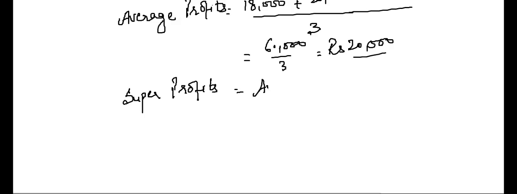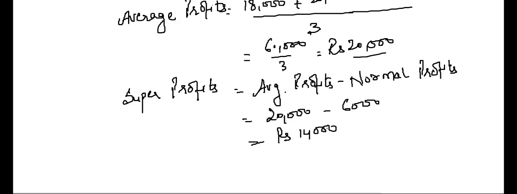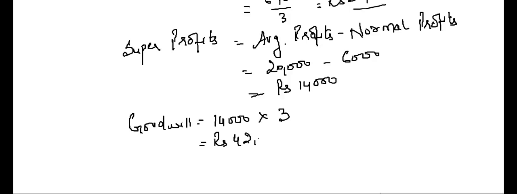Super profits will be average profits minus normal profits. So what are the average profits? Average profits are 20,000. These are the actual profits. And what is the expected or the normal profit? 6,000. That means rupees 14,000 we are earning extra, more than the expected. And what is goodwill? Goodwill is equal to super profits into number of years purchase, that is 3. Right, so this comes to rupees 42,000. Now this is the goodwill.